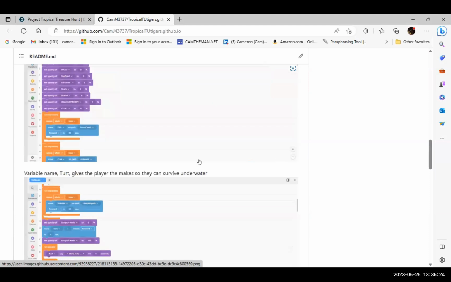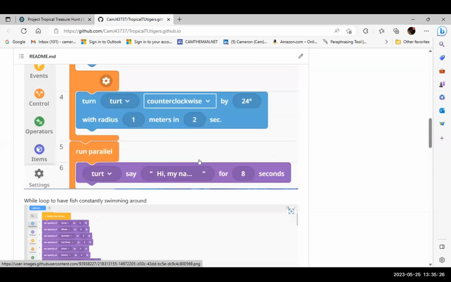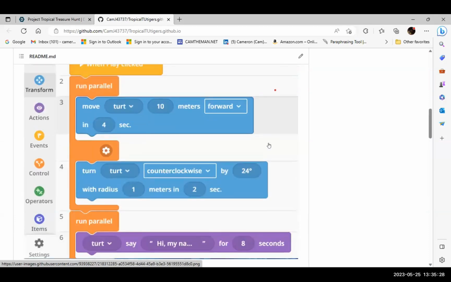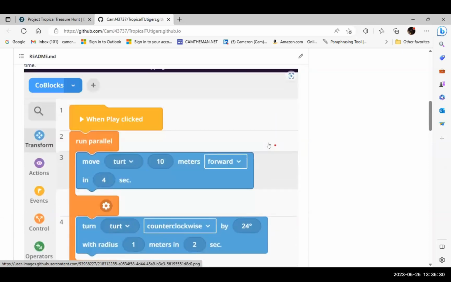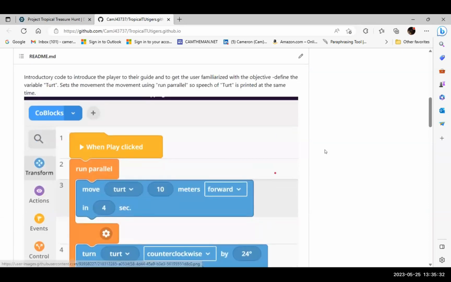I'll go back to the top one. I believe that this code made our NPC Turt move around. And we also implemented our own audio to make him speak. We recorded our own voices for some of the other characters. And it would match when he would turn clockwise or counterclockwise, so that anytime the user clicked on the NPC, the audio would match whenever he was moving.